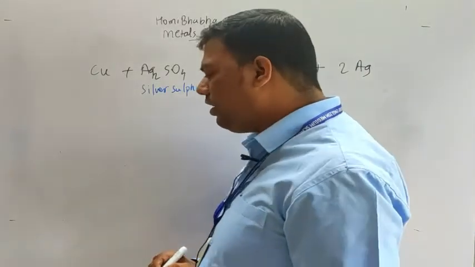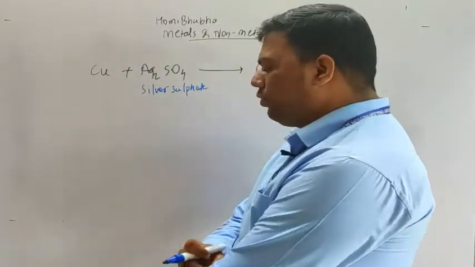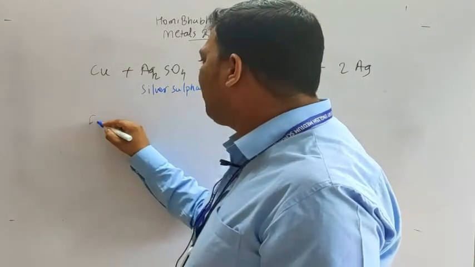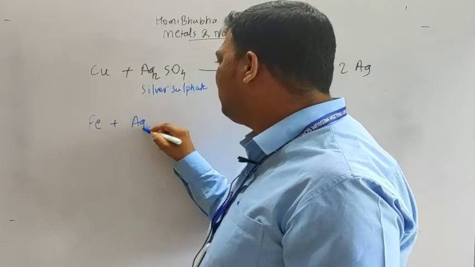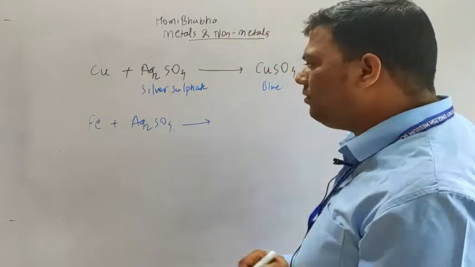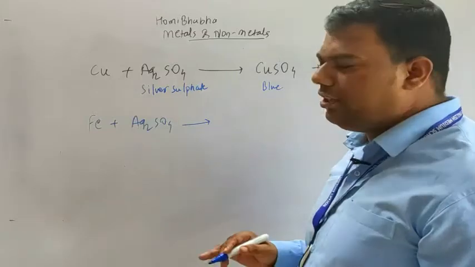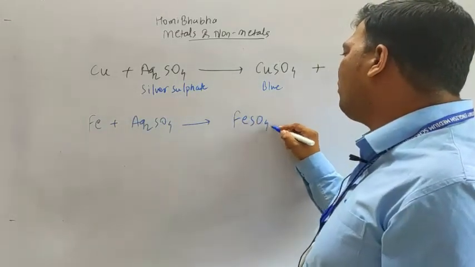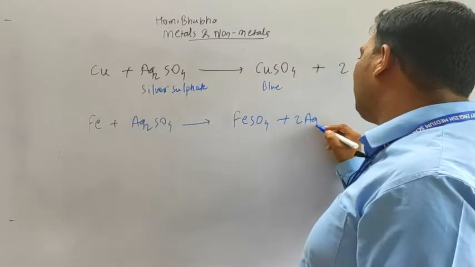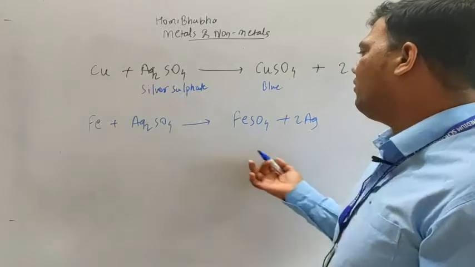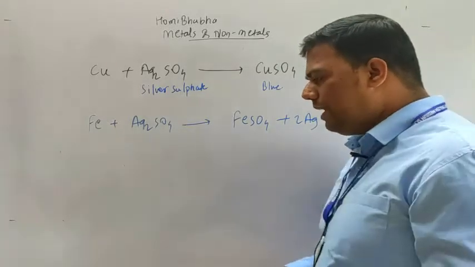Suppose you took iron also. Iron plus Ag2SO4: iron is also more reactive, so it can displace Ag, which is less reactive. So you get FeSO4 plus 2Ag. For balancing, yes, our reaction is balanced.